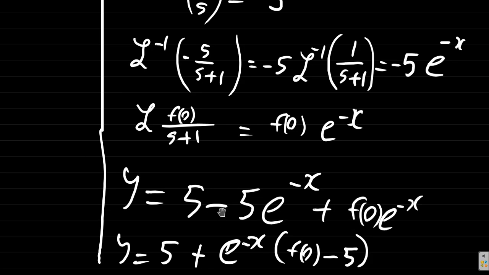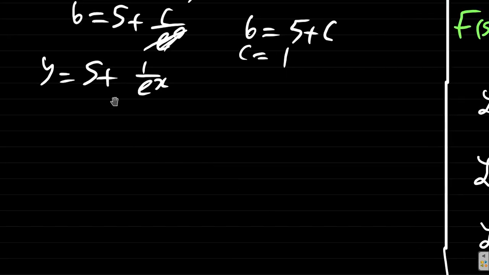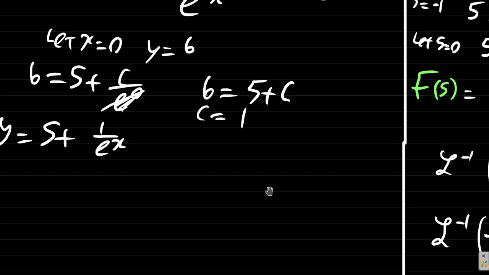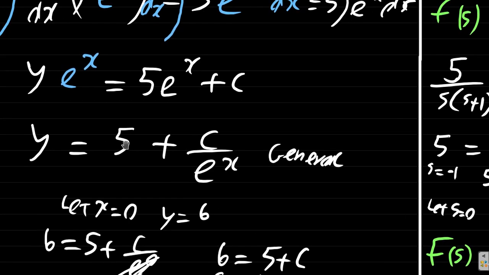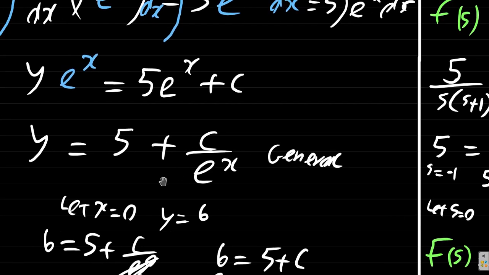Now, let's compare them now that we factored out. E to the negative x is the same as 1 over e to the positive x. So we have 5 plus 1 over e to the x. That was after we got the c. Now, before we got the c, the general solution is 5 plus c over e to the x.